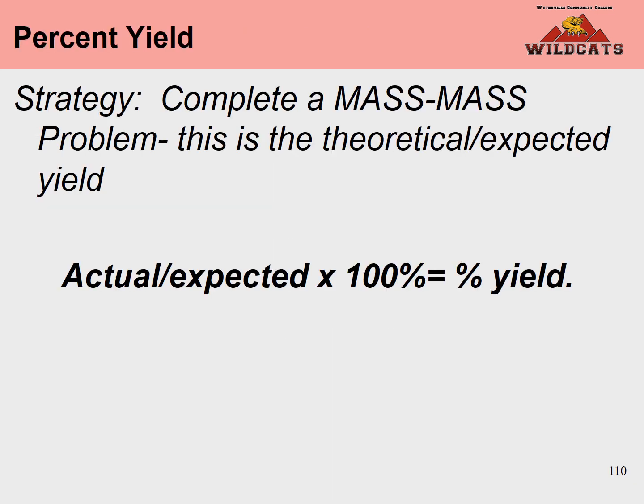So the strategy for a percent yield problem is to complete a mass-to-mass problem, or just complete a stoichiometric problem, and just put the amount that you actually collected, or somebody collected in the lab, divided by what you calculated, because you calculate the expected, times 100%. To turn that into a percent, you get the percent yield.